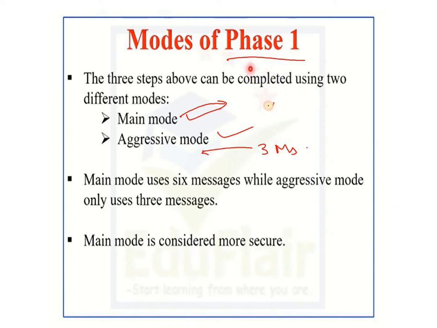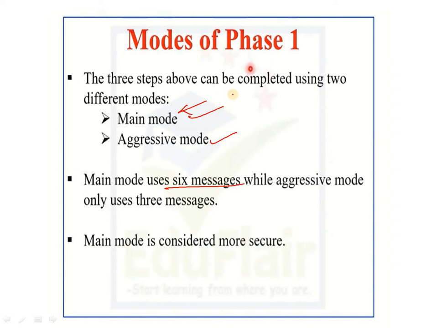So remember that ISAKMP will not dictate the particular protocol that you have to use. It only acts on the messages that you can exchange between the two peers. So as I told, in main mode, 6 messages will be exchanged between the two parties, and in the aggressive mode, 3 messages will be exchanged between two parties.